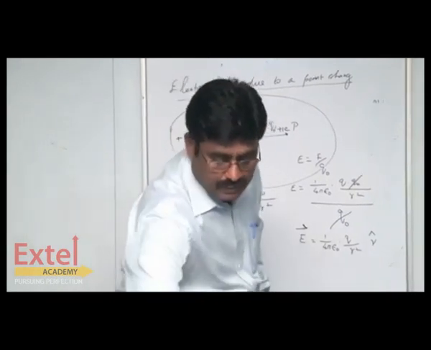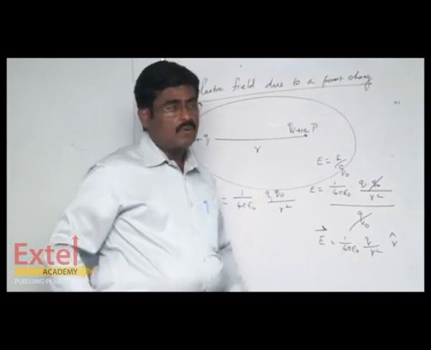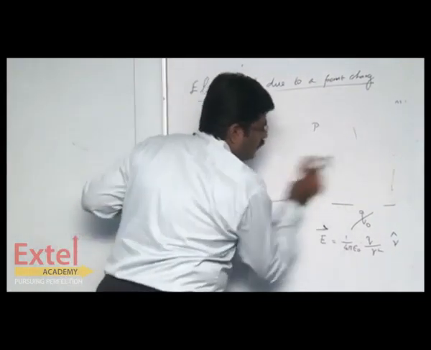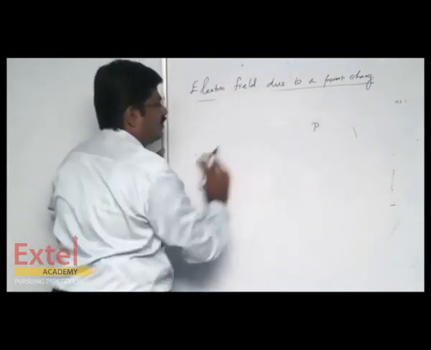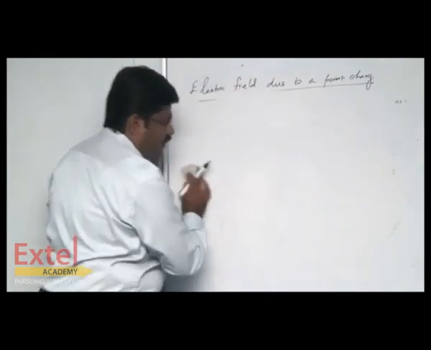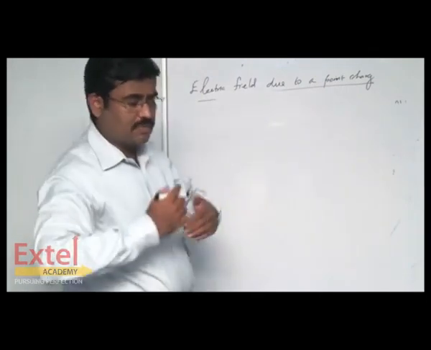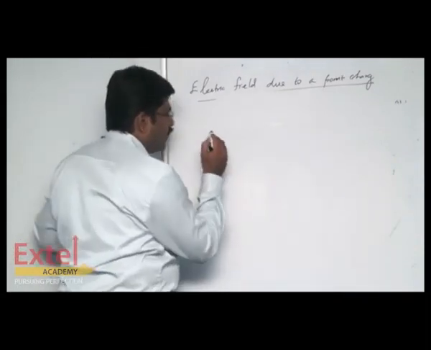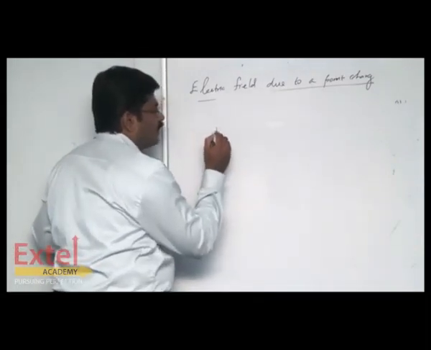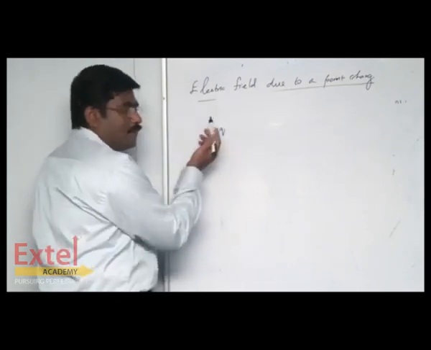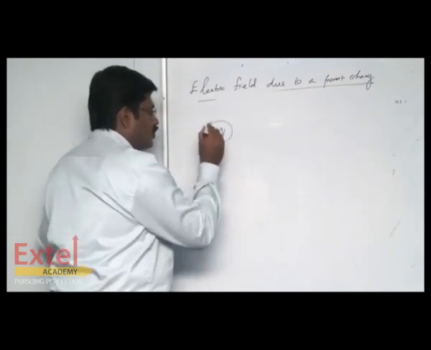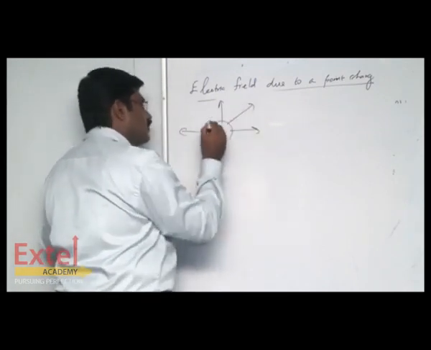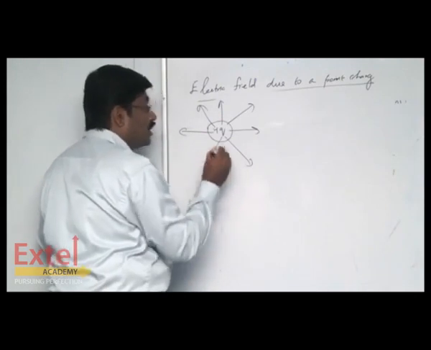The next topic is the electric field, electric lines of force. What is known as electric lines? We say imaginary lines of force. You have already studied in 11th standard, when you keep a north pole and a south pole, the lines of force start from the north pole and end in the south. Similarly, when you keep an isolated positive charge, the electric lines of force will be pointing outward in all directions.